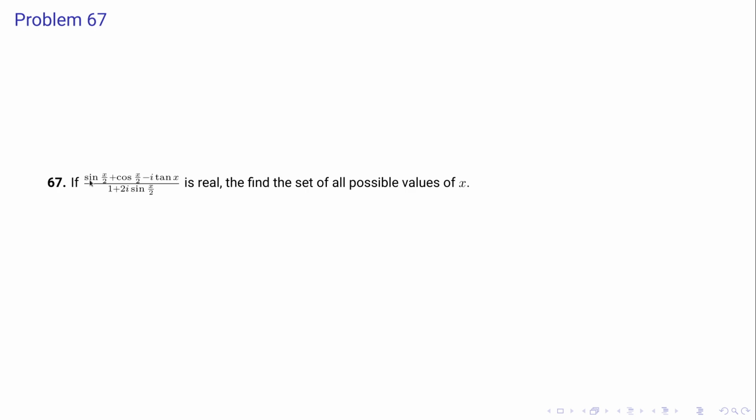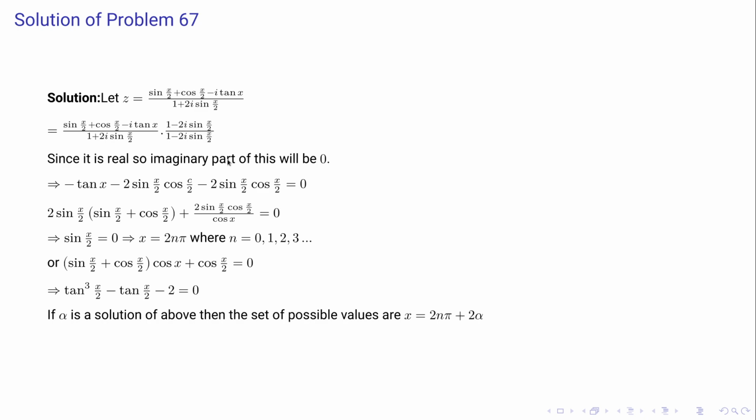Problem 67 says that if (sin x/2 + cos x/2 − i tan x)/(1 + 2i sin x/2) is real, then find the set of possible values of x. So in this case, we again rationalize using the complex conjugate of the denominator. So that is 1 − 2i sin x/2. So we multiply and divide by both. So we are given that it is real, so imaginary part will be 0. So since it is rationalized, the denominator will be real.